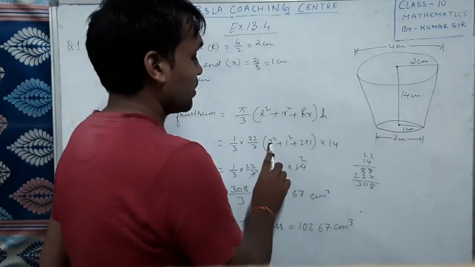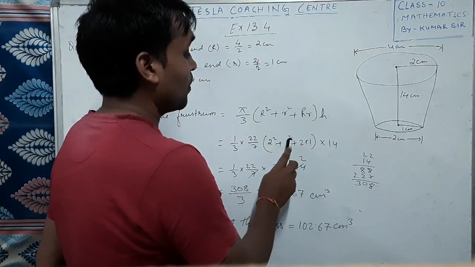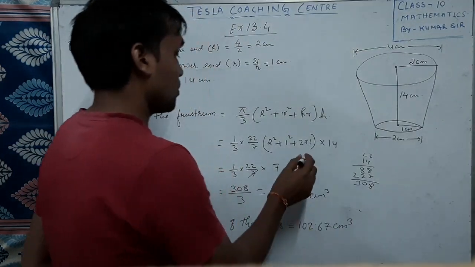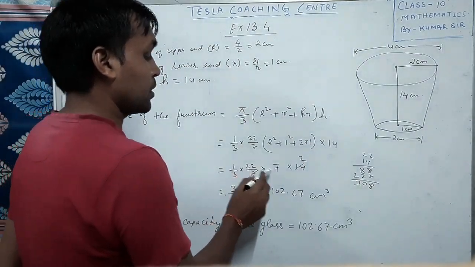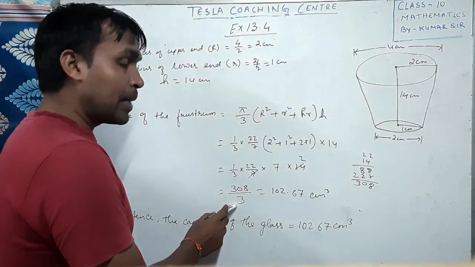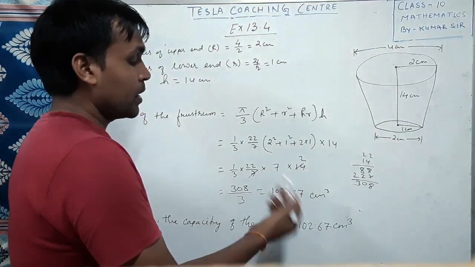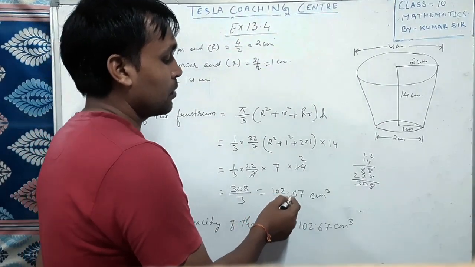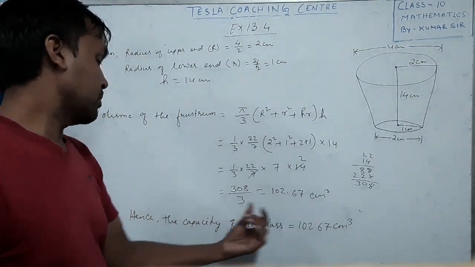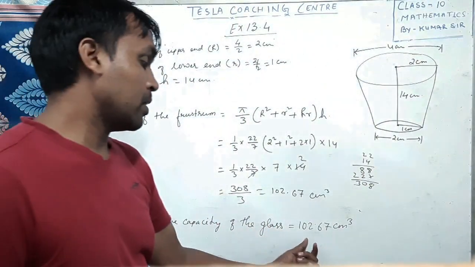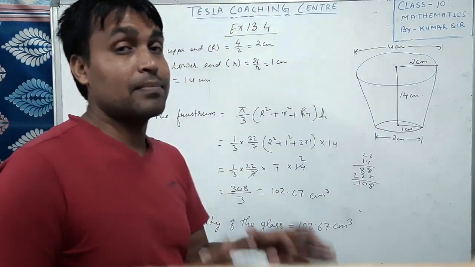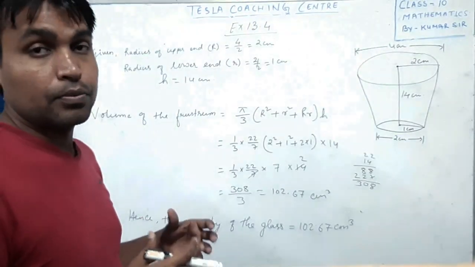Now this part remains the same. If you add 4 plus 1, 5, plus 2, 7, into 14. So 7 2s are 14. So 2 into 7 is 14, 14 into 22 gives us 308. So we have written 308 divided by 3. When you divide, you will get 102.67 centimeter cube. Now this is the volume. Hence the capacity of the glass will be 102.6 centimeter cube. That means that much water or liquid it can contain.